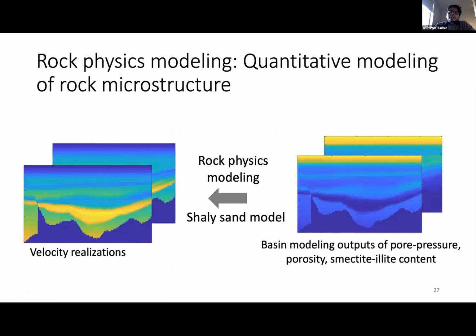So the rock physics model gives us a quantitative model for the rock microstructure. I won't go into the details of rock physics modeling. There are several excellent books and references out there, but what I'll try to focus on is that we take the outputs of the Bayesian model, and that goes as inputs into our rock physics model. For example, we take the outputs of pore pressure, porosity, and smectite-illite content from our model simulations, and we use a Cayley-Shand model, and that gives us outputs of the rock elastic moduli, from which we can compute the P wave velocities. And these are our corresponding realizations of the P wave velocity.